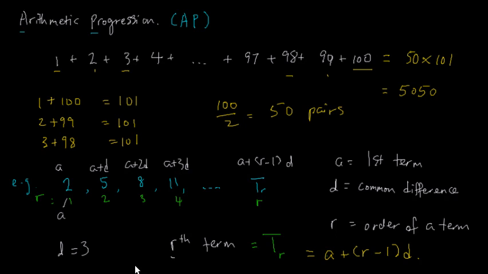Hello. In this video, I'm going to find a formula. Actually, I'm going to find two formulae for the sum of an AP, an arithmetic progression. In the last video, I've described how we can find this sum from 1 to 100.